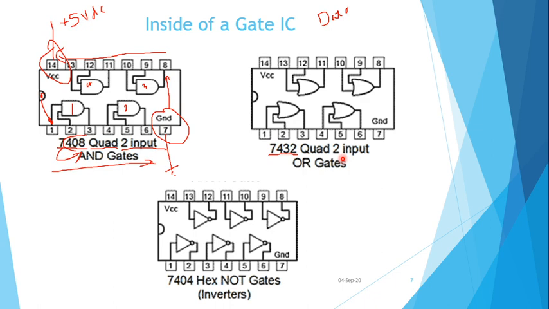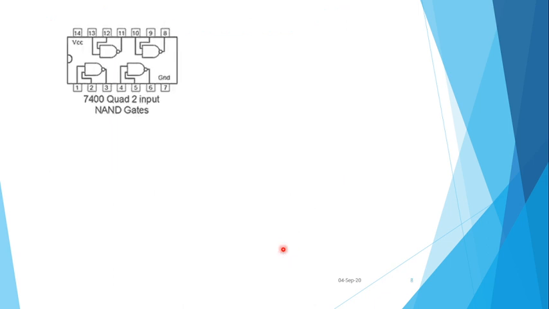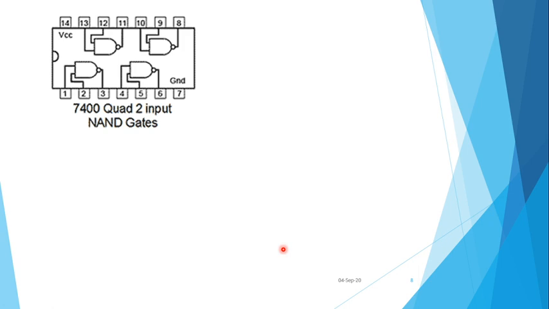This is the NOT gate IC. Since a NOT gate has only one input and one output, instead of 4 it accumulates 6 NOT gates. So it is hex. 7404 is the NOT gate IC, a hex NOT gate. NOT gates are also called inverters. Again here we have VCC and ground. Then 7400 is the NAND gate, again the same structure.